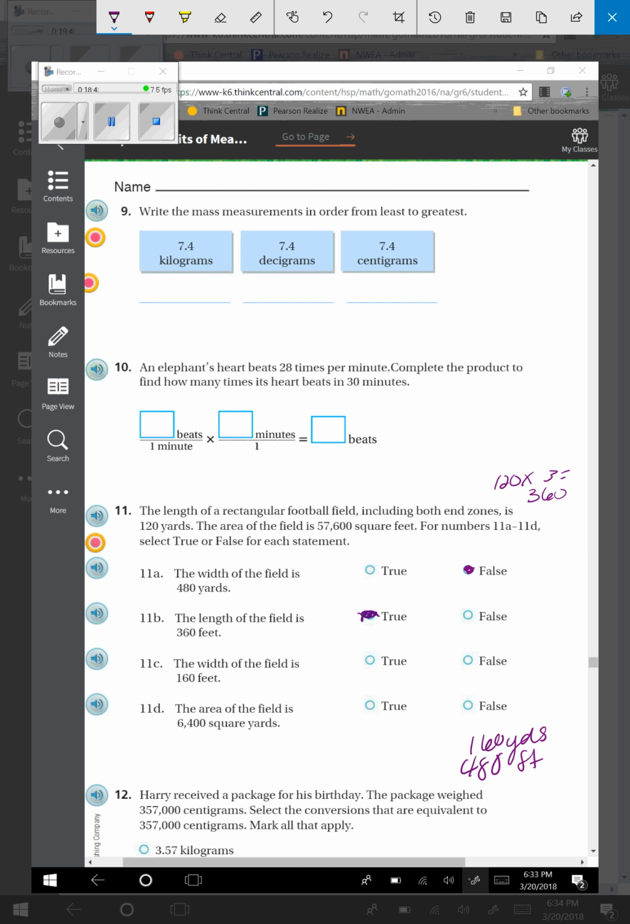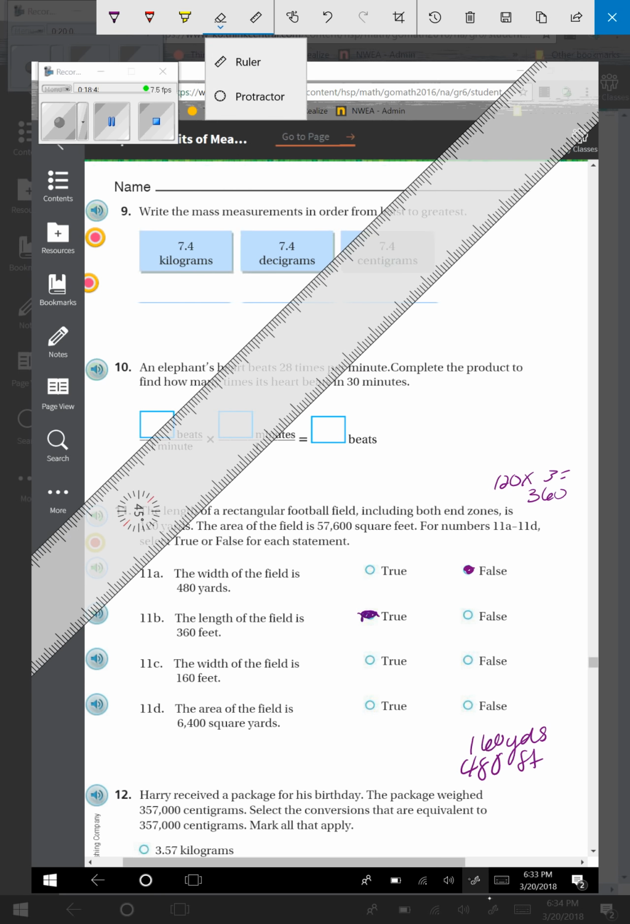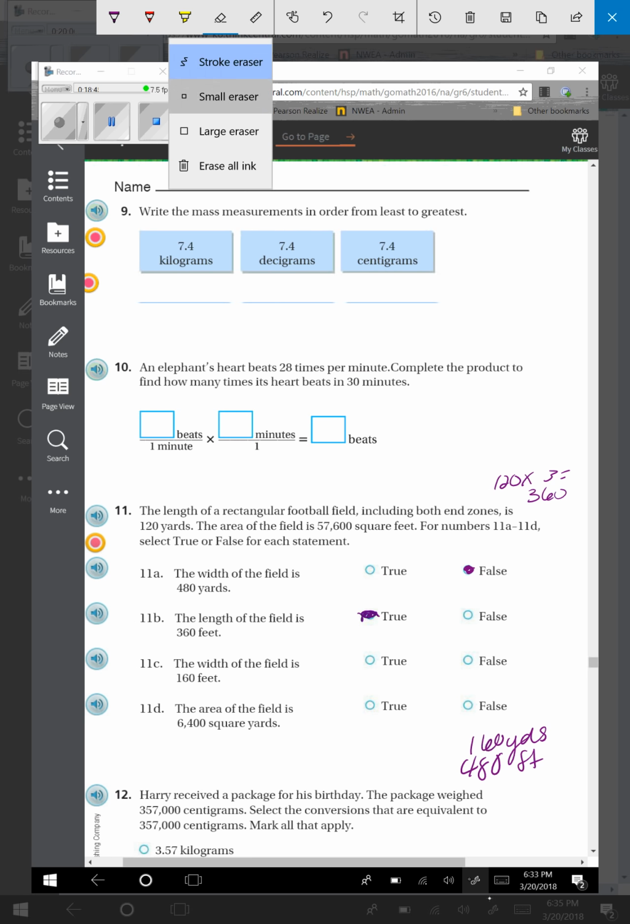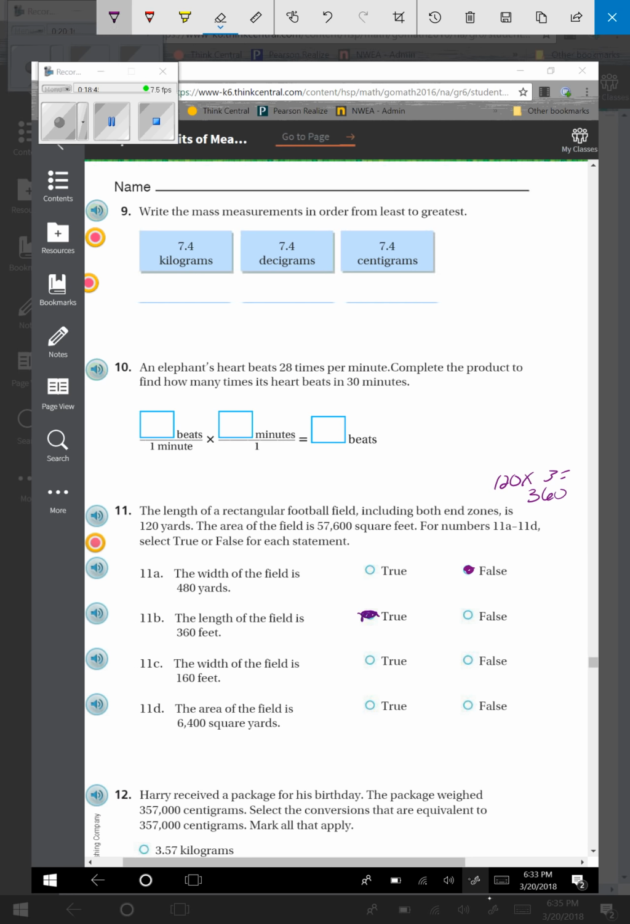It is 160, because this one is true. And the area of the field is 6,400 square yards. But if we take the 57,600 and divide that by 3, you're going to get 19,200, which is not the 6,400 square yards. So that one is false.